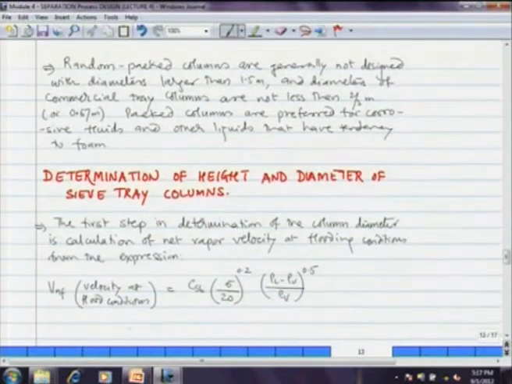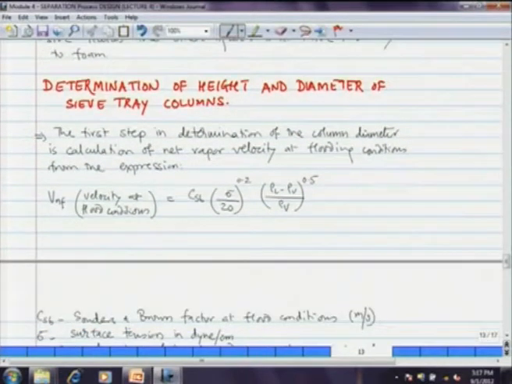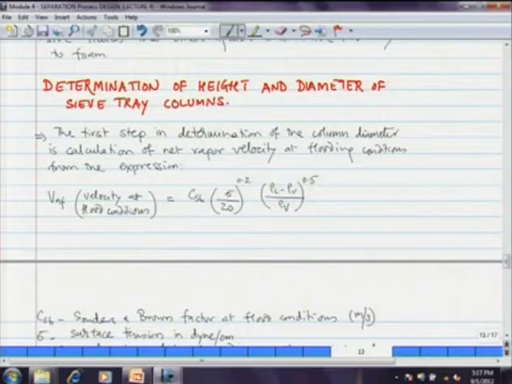Now, we shall see the last topic of today's lecture, that is determination of height and diameter of a sieve tray column. We are not going to treat packed columns because those are not very frequently used. The most frequently used columns are plate columns. So, the sieve tray columns.